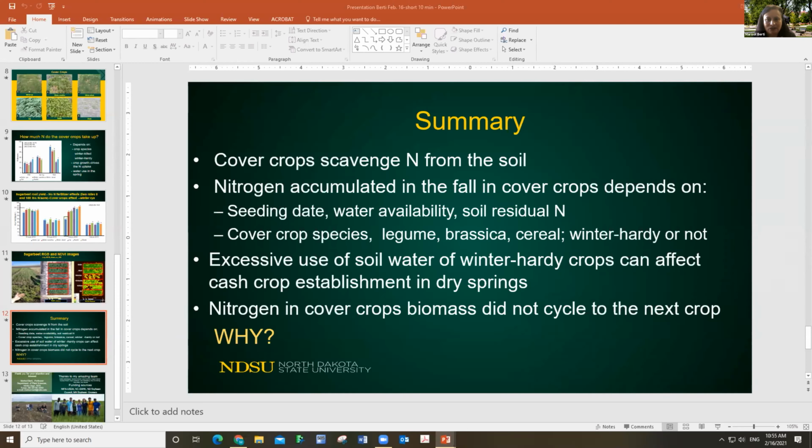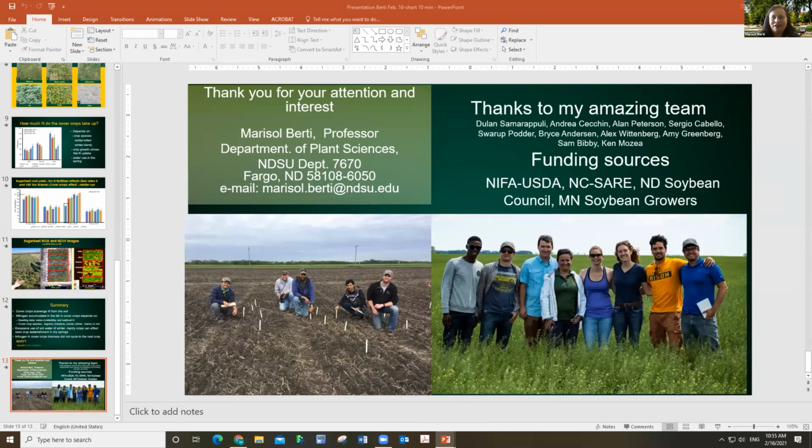There was some effect also on the corn, not as strong as it was for the sugar beet. But we cannot find that the nitrate in the biomass of cover crops that was in the fall cycled to the next crop. And why, we still don't know. There are several theories, and Dr. Franzen is trying to study that, but we really don't know. And I thank all my team, the visiting scientists and postdocs, and the funding sources for this project. So that's my presentation. I'll be happy to answer questions later.